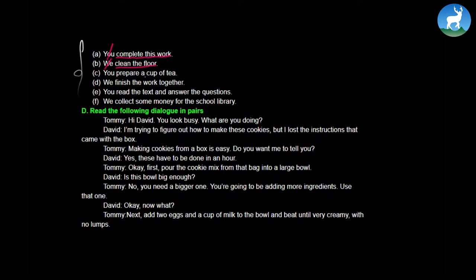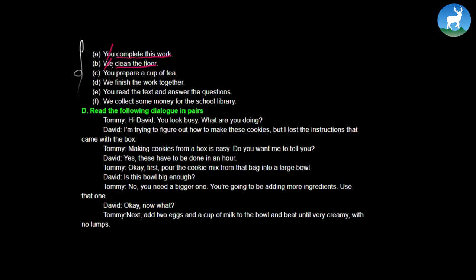What is the subject then? The subject is what the sentence is talking about here. Who is preparing a cup of tea here? Who is cleaning the floor here? Who is supposed to complete the work here? It's you. Remember, the sentence is all structured on you. The words here all rely on you. That's why this becomes the subject, what the sentence is talking about.